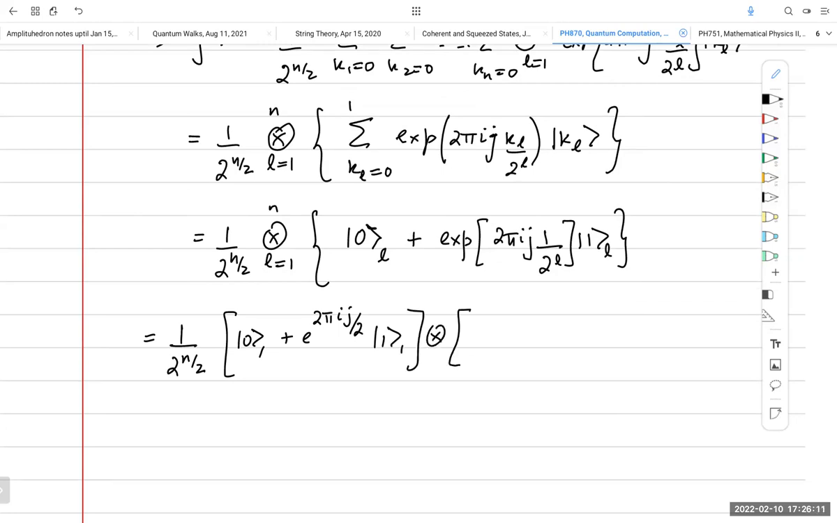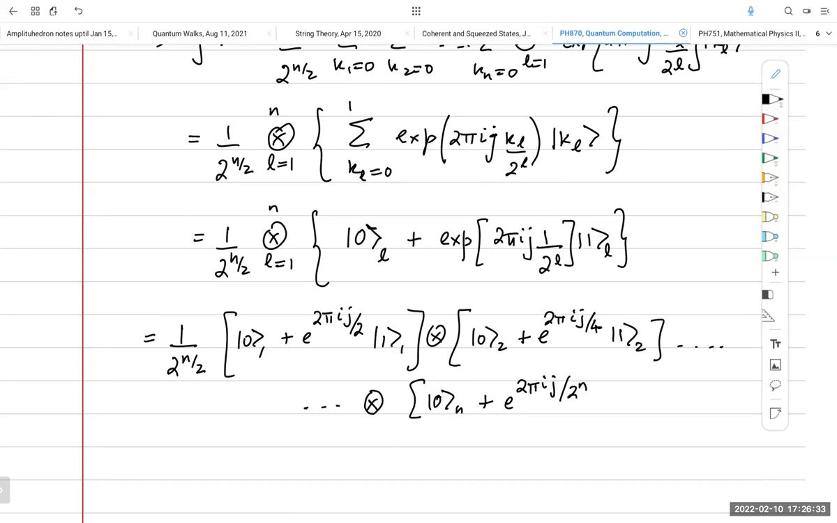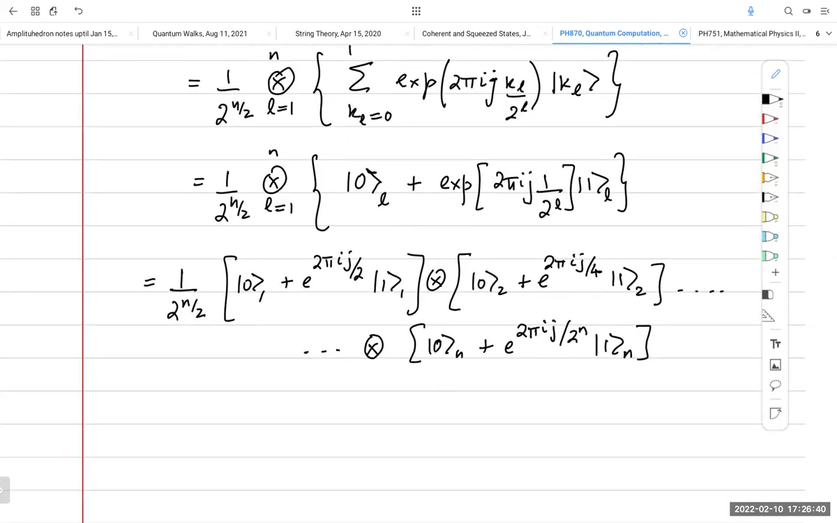Then tensor 0, 2, e to the 2 pi ij by 4. The second qubit, right, till the nth qubit, like this, e to the 2 pi ij by 2 to the n. Okay, so this is our tensor product structure, but we are not done yet.